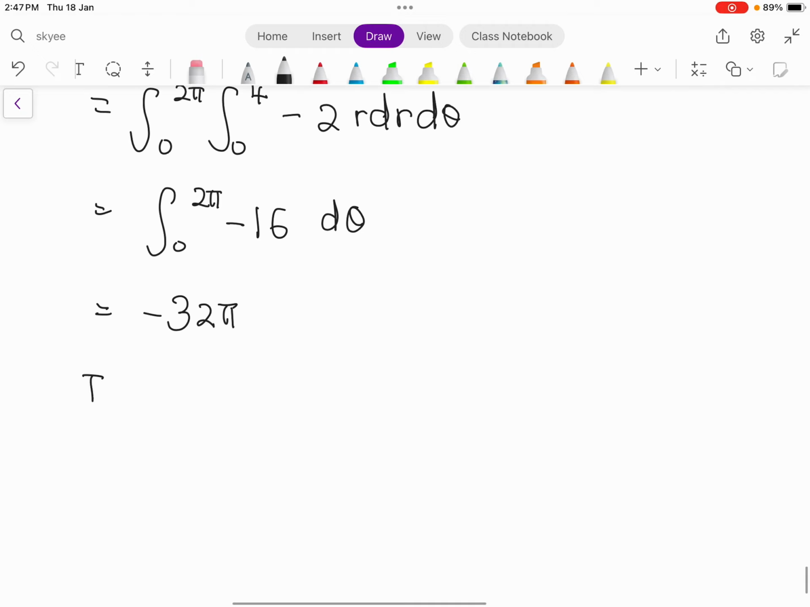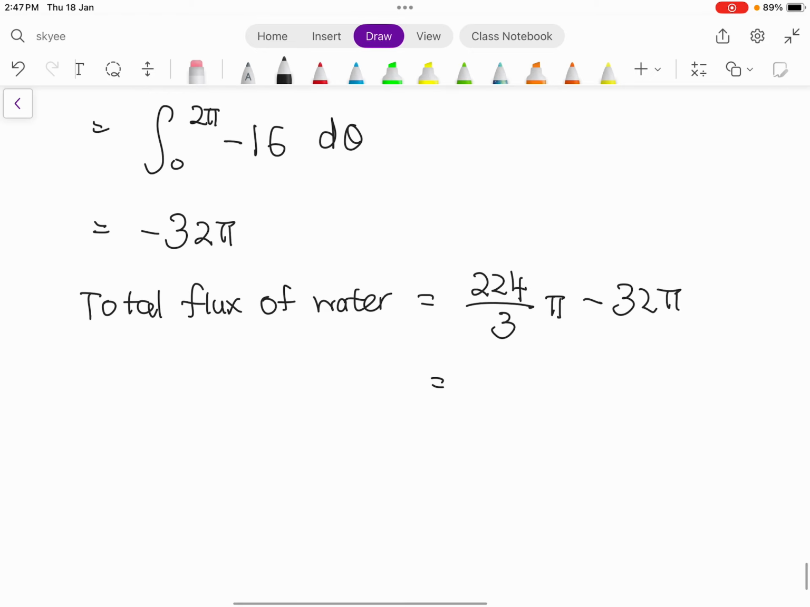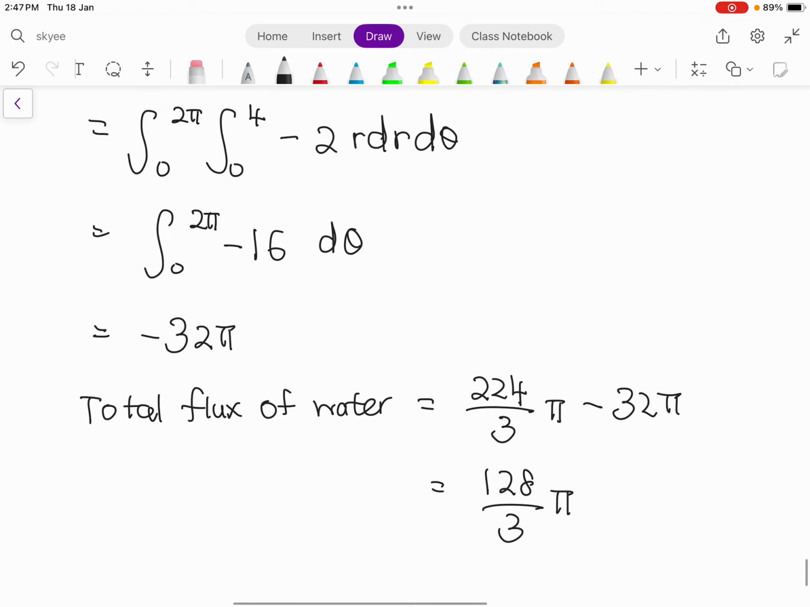So the total flux of water coming out from the cone will be equal to, just now we have 224 over 3 pi, and then you minus the 32 pi. They are in different directions. So it will be equal to 128 over 3 pi. So this is question number 1. You solve the left hand side of the divergence theorem.